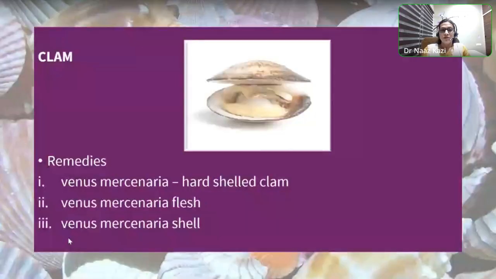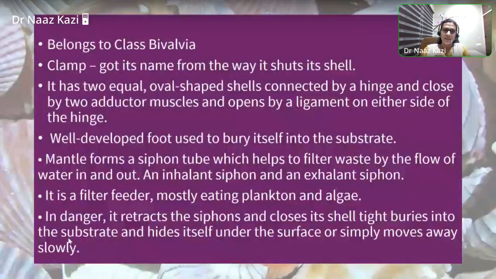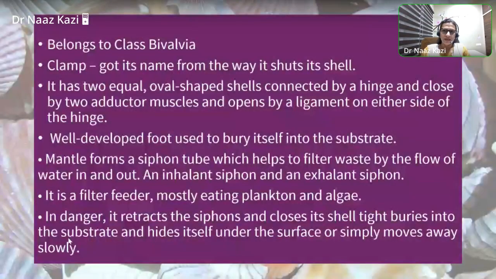Basically, the clam belongs to the class Bivalvia. The clam got its name from the way it shuts its shell. It has two equal oval-shaped shells, which are connected by a hinge, and they close by two adductor muscles on both the sides, and they open by a ligament on either side of the hinge, right? They have a well-developed foot, which is used to bury itself into the substrate.